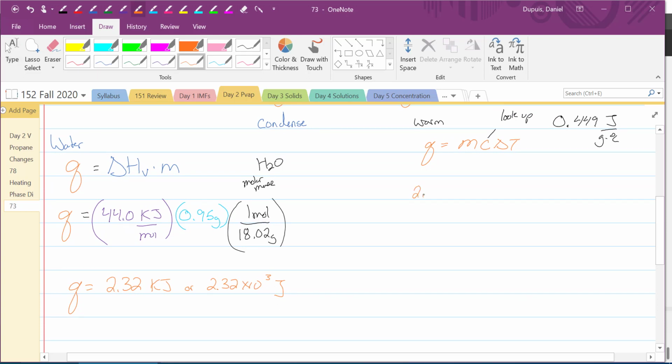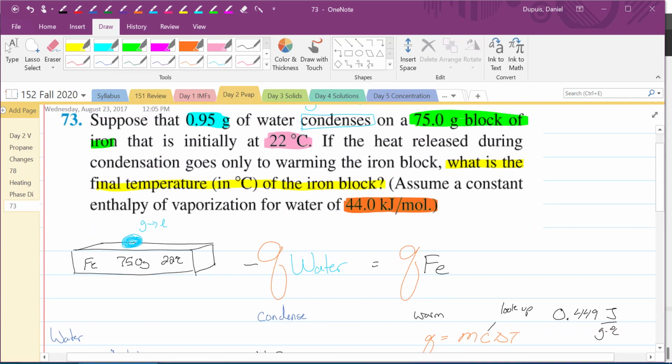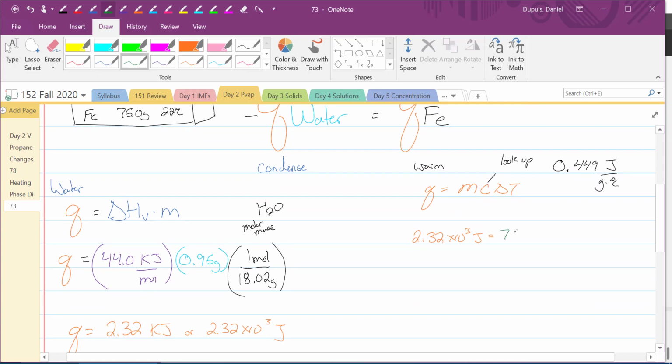Now I'm going to go back up to the iron. I get 2.32 times 10 to the third joules equals the mass of the iron, which was 75 grams, times the specific heat of iron, 0.449 joules per gram degree Celsius, and then I'm just going to throw in delta T. What is delta T? Do the math there: 2.32 times 10 to the third, divide by 75, divide by 0.449. I get delta T to be 68.9 degrees Celsius.